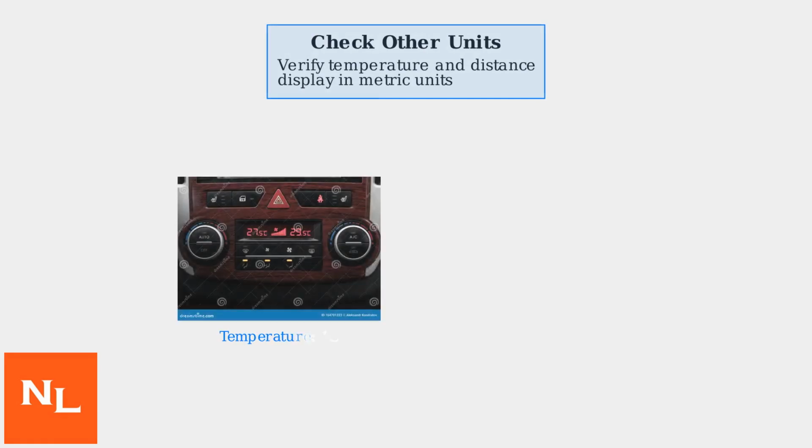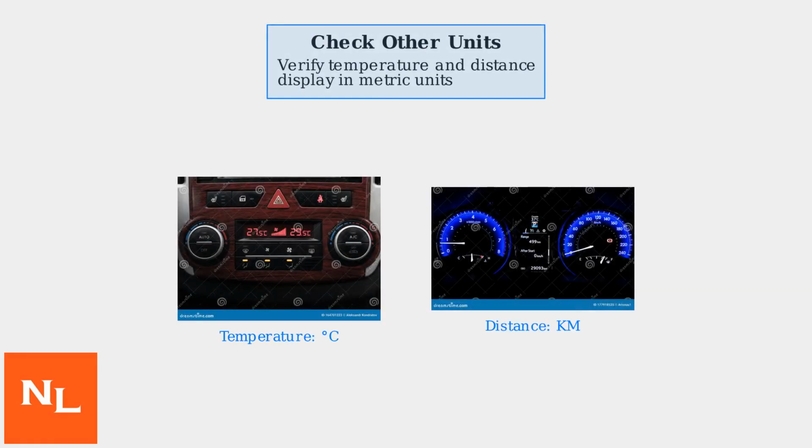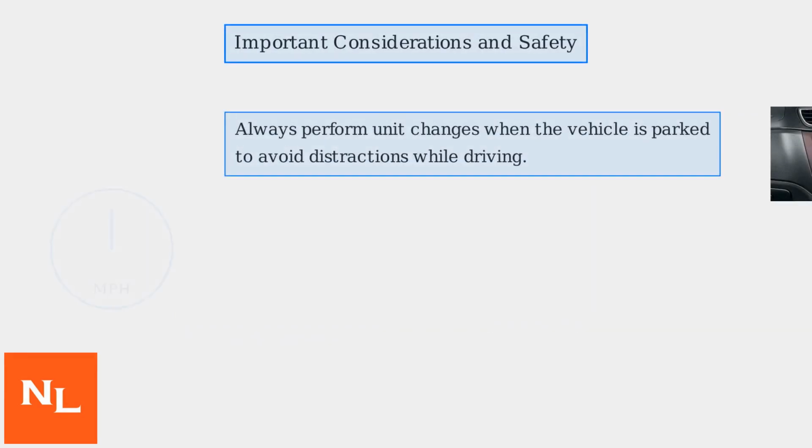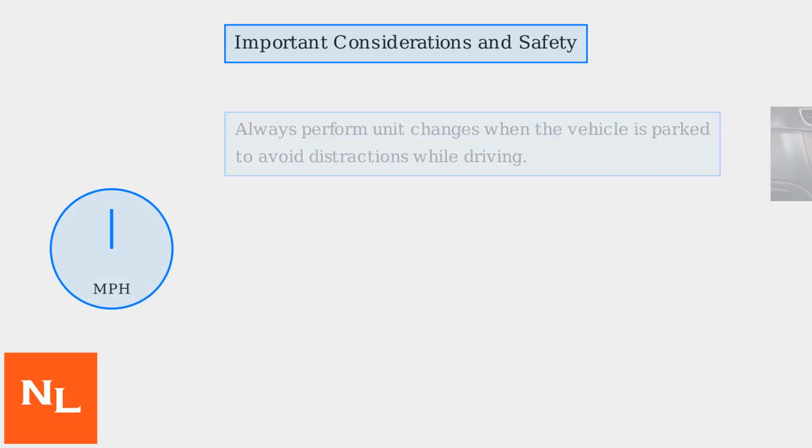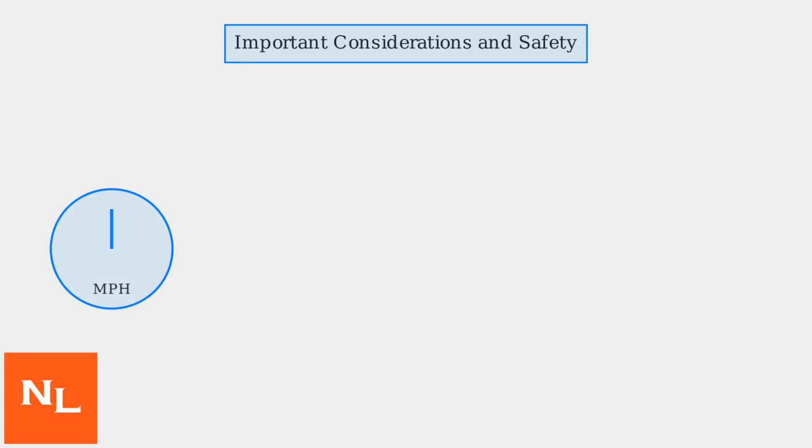Finally, check that other units have also switched to metric. Temperature should display in Celsius and distance measurements in kilometers. Important safety considerations. Always perform unit changes when the vehicle is parked to avoid any distractions while driving. This ensures you can focus on the DIC navigation without taking your attention from the road.